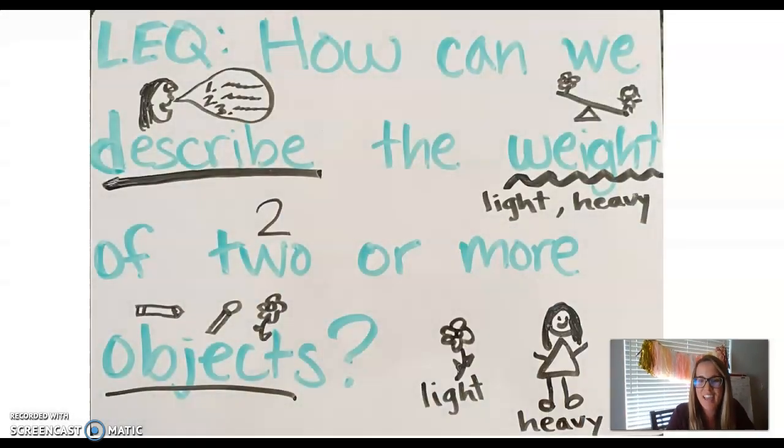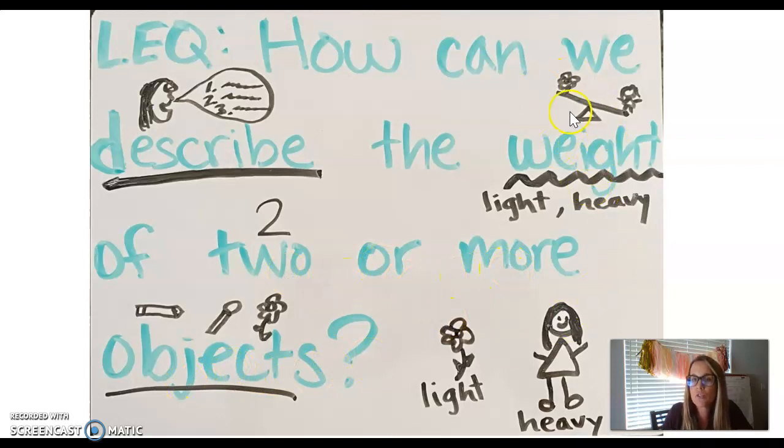So last time in measurement, we were working on length, and we learned that things can be long or short. So from now on, we are going to be doing weight, how heavy or light something is. So let's take a look at our LEQ for today and this week. I'll read it first. It says, how can we describe the weight of two or more objects?